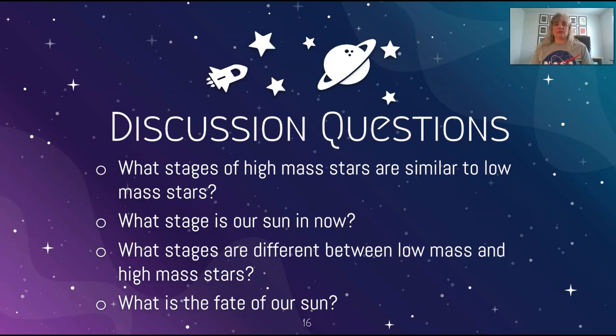And some discussion questions. What stages of high mass stars are similar to low mass stars? What stage is our sun in right now? What stages are different between low mass stars and high mass stars? So what is the same, what is different? And what is the fate of our sun? What will eventually happen to our very own star that we call the sun?